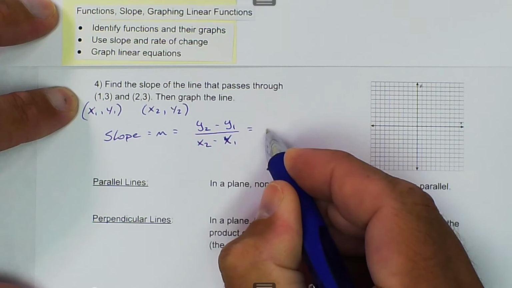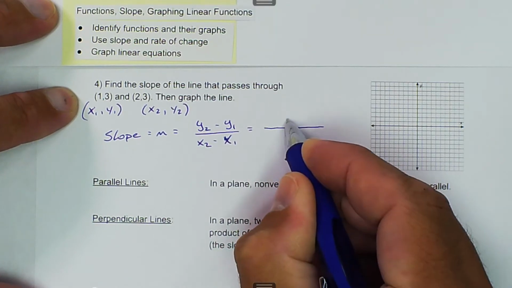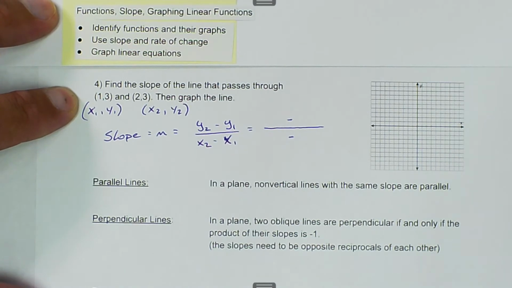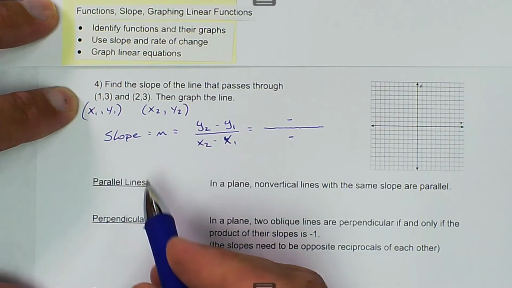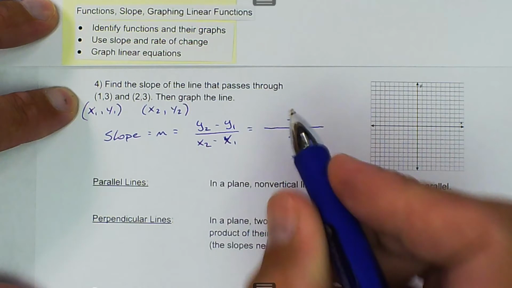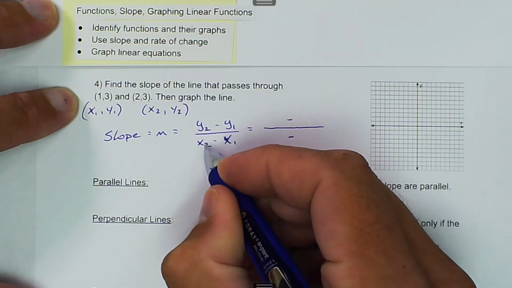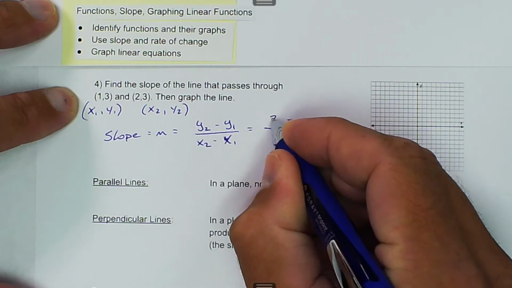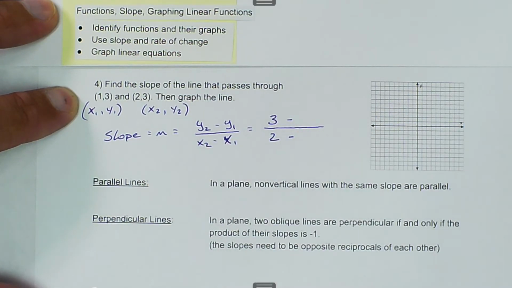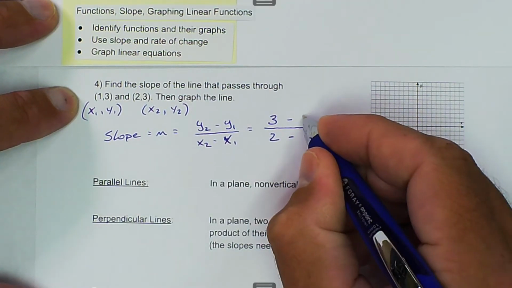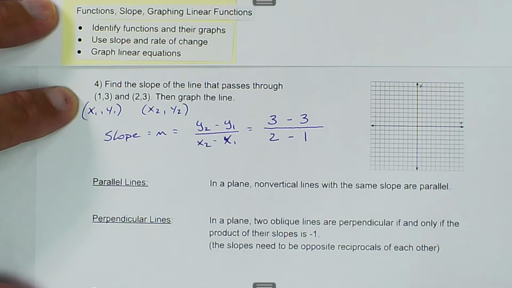When I write this equation out, in order to make sure I don't get confused, I always start with the divide and the two minus signs. Then I just fill in the ordered pairs vertically. So y2, x2, that's 3 and 2, so I'm going to put 3 over 2. And then y1, x1, that's 3 and 1, so I'm going to put 3 over 1.